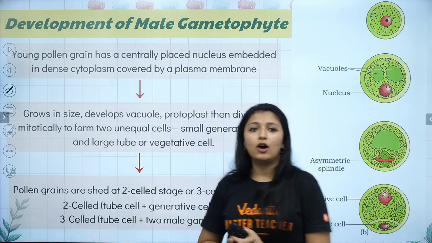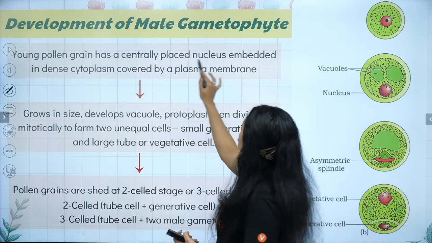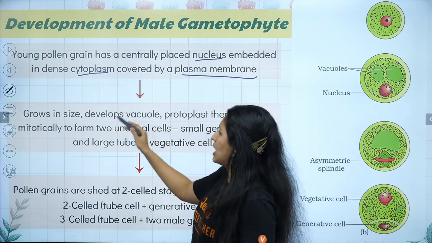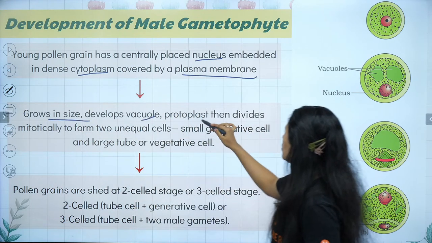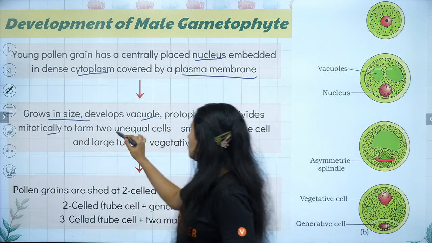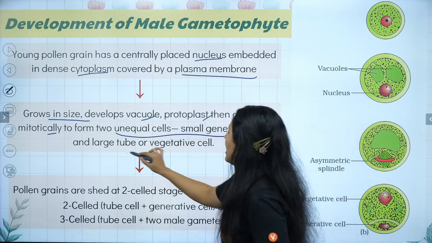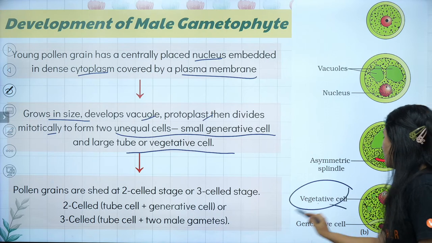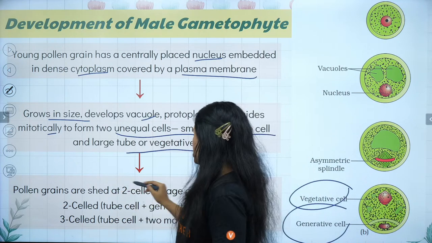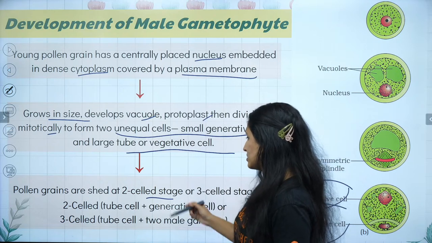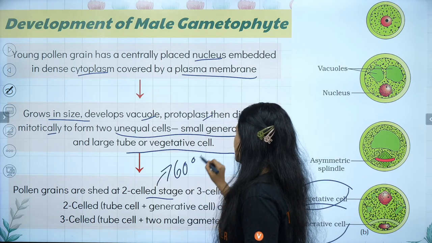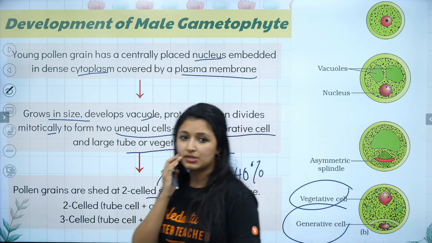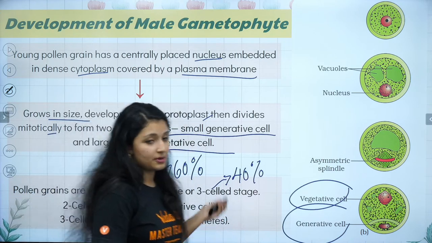Okay. So, a young pollen grain has a centrally placed nucleus embedded in dense cytoplasm covered by a plasma membrane. Now, this pollen grain will grow in size, develop a vacuole, and the protoplast divides mitotically to form two unequal cells, a generative cell and a vegetative cell. Like I said, we've already done this. Pollen grains are shed at the 2-cell stage or 3-cell stage: 60% of the plants release it at the 2-cell stage and 40% at the 3-cell stage.